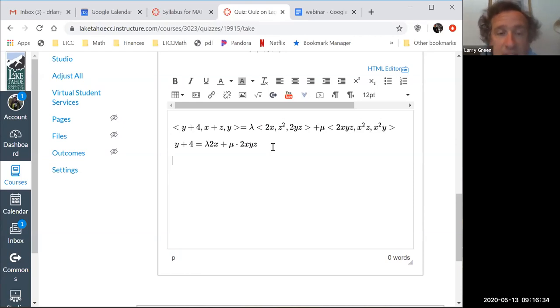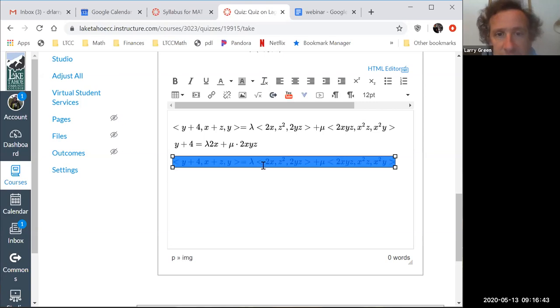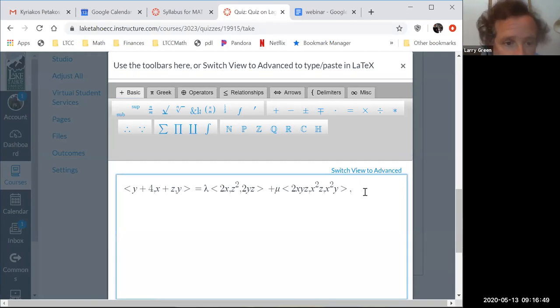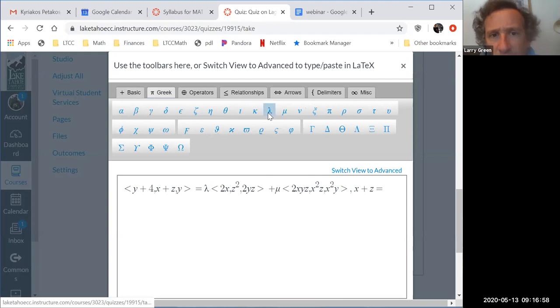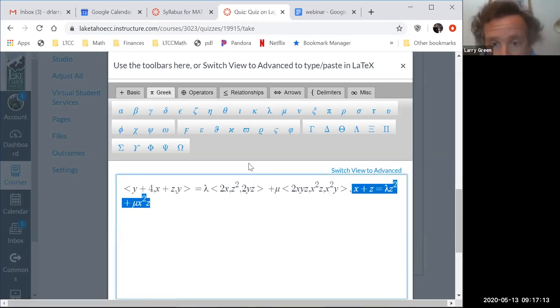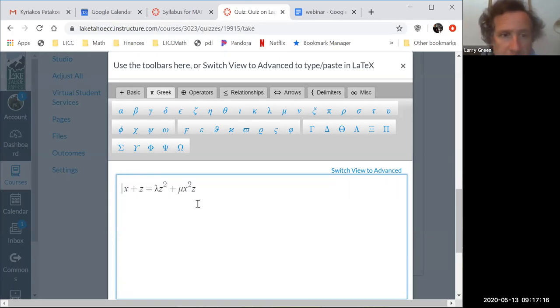For the second equation, we're going to do the same idea, except it's the second component of the vector. So I'm going to just copy and paste, and that way I can have it all there for me. And we get x plus z is equal to lambda times z squared plus mu times x squared z.